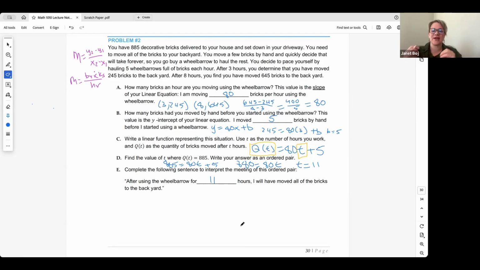The slope is the rate of change. It involves 2 units. In this case, moving the bricks over time. Once you find the slope from 2 ordered pairs, then you can write the equation of your line, substituting an ordered pair in to find the y-intercept. Then you can use that to write your slope-intercept form of the line.